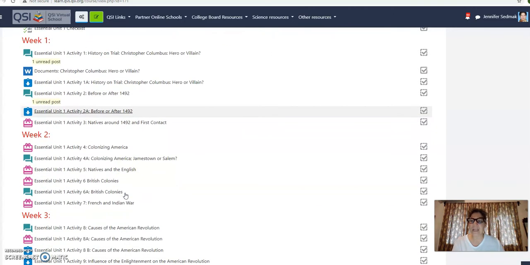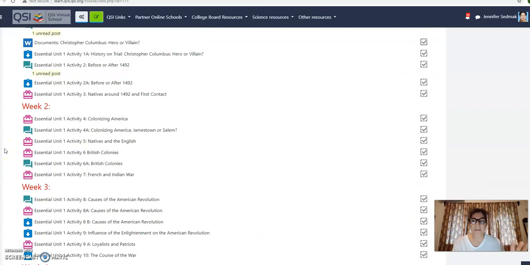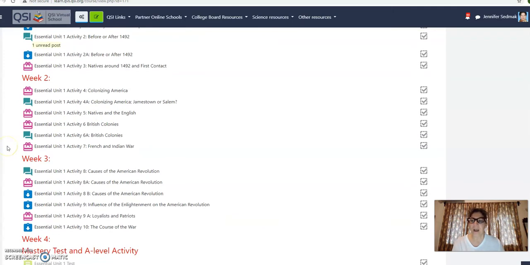For example, in week one, that represented the first part of this time period, where we took a look at European colonization of the New World, beginning with Columbus's interactions with the native peoples in Hispaniola, and then going on further from that, taking a look at first contact and those first early settlements that the Spanish had in the beginning period.